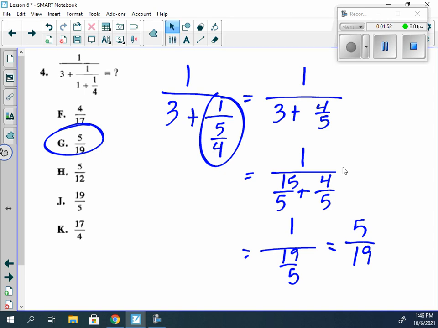Or heck, type it all in. There's a lot of them on the test that you can type them all the way in and get it done.